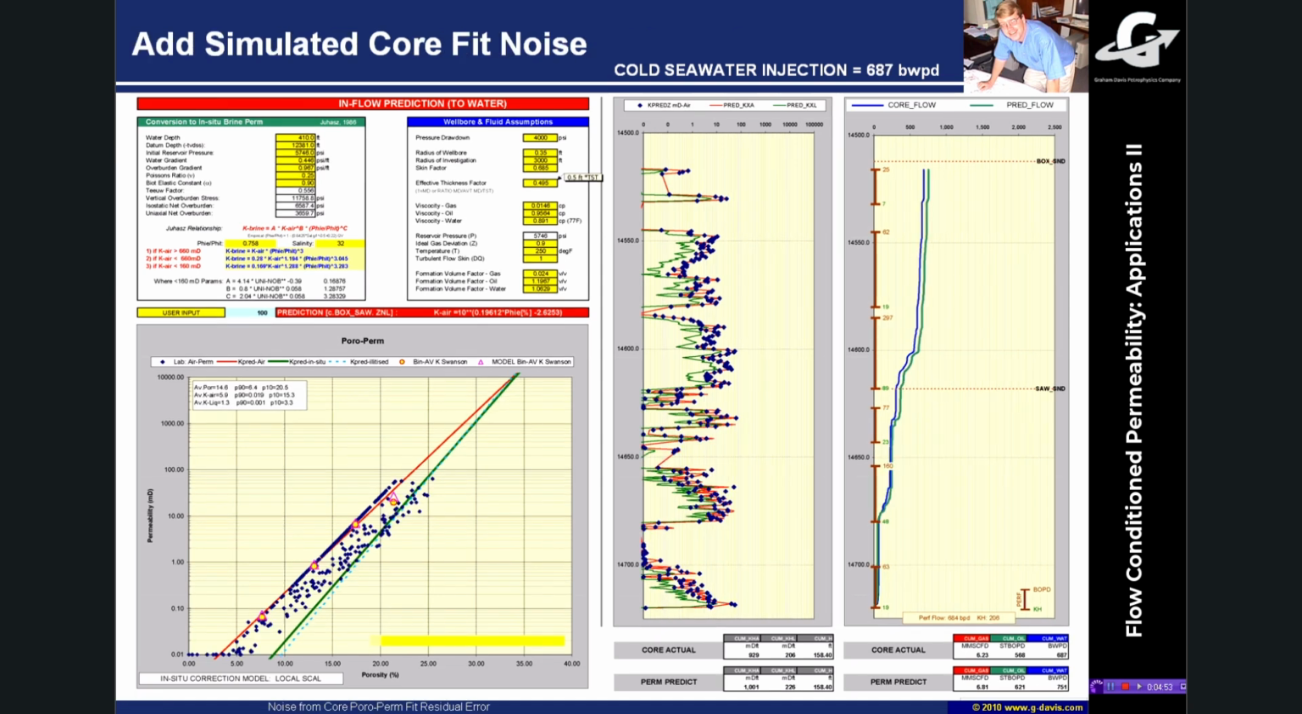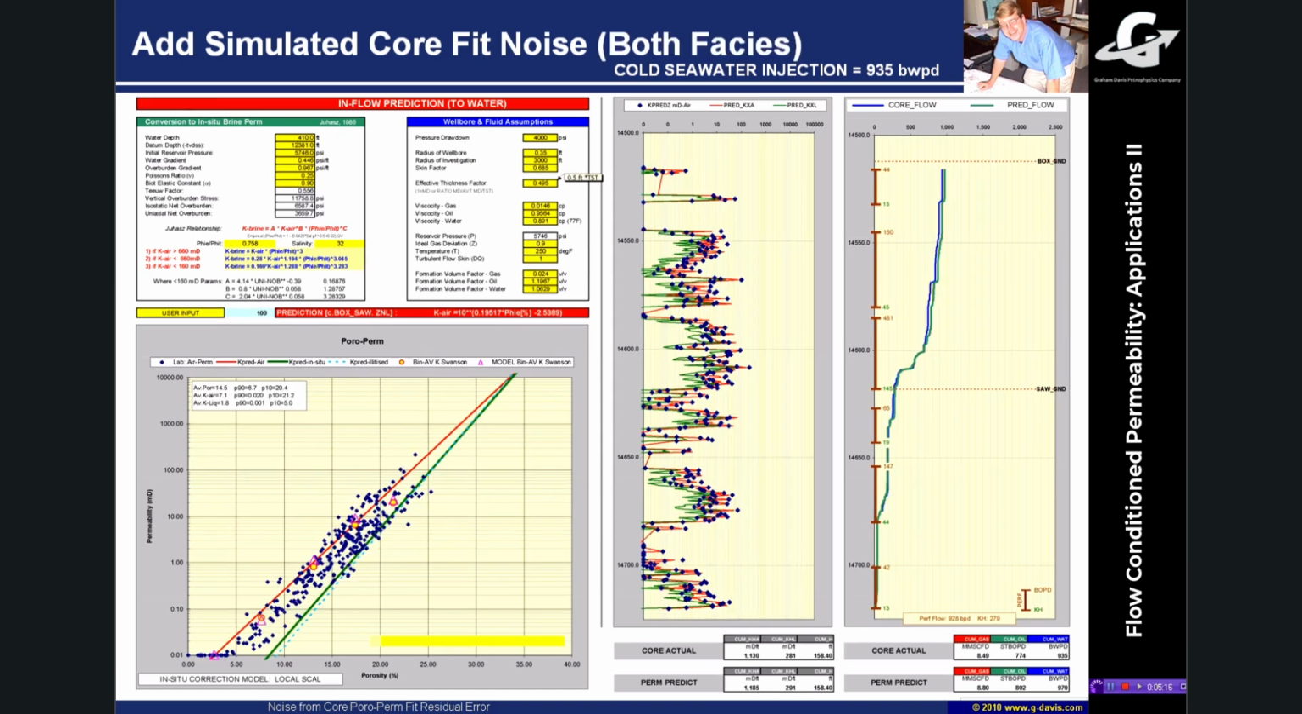So if we put in some simulated core noise, I know how good my core pore perm fit was, so I know the standard deviation of the error around that fit. If I add in some statistical noise to simulate that core fit error, I do the same with both of the facies. Now this is still log data, but I've put in some simulated noise.